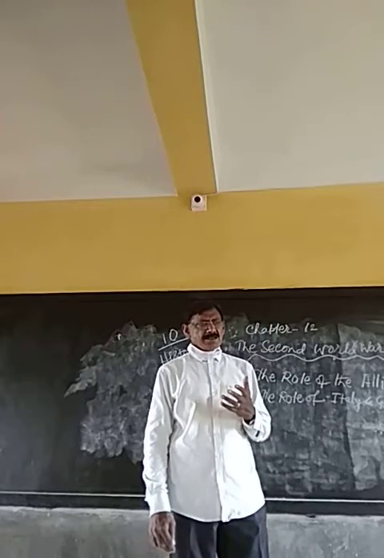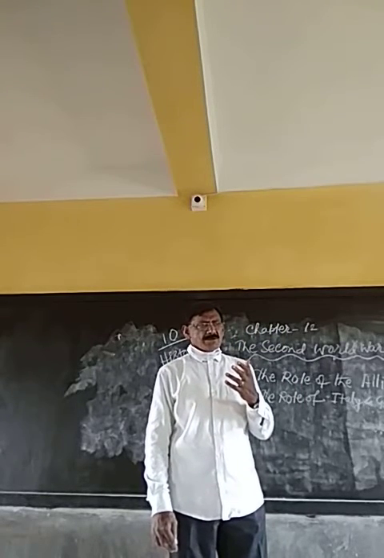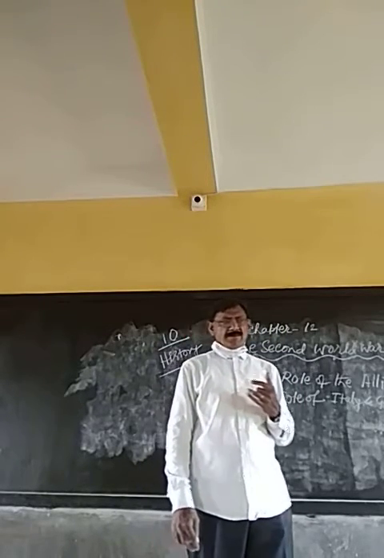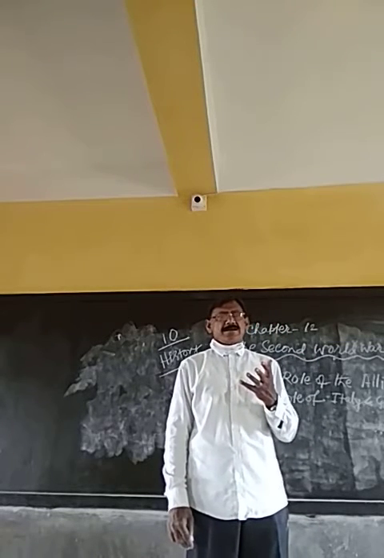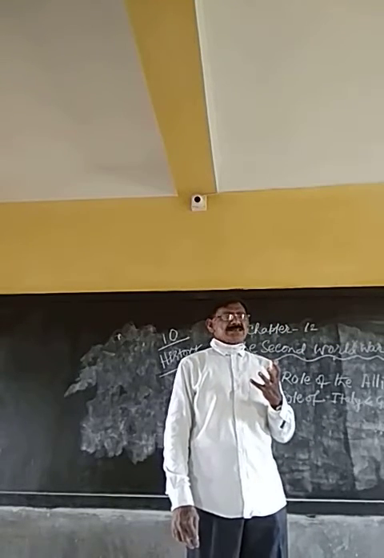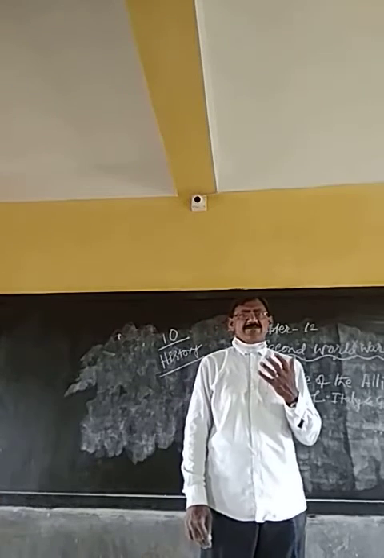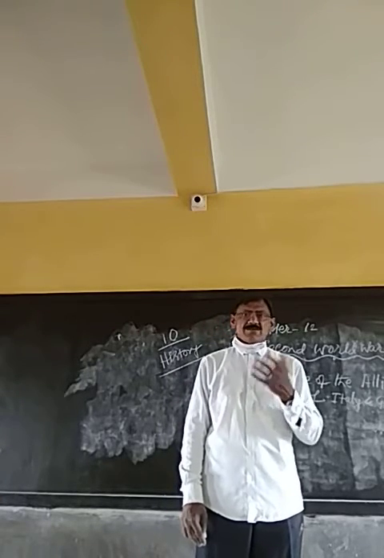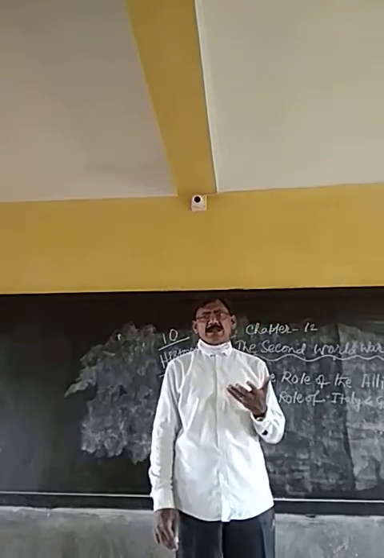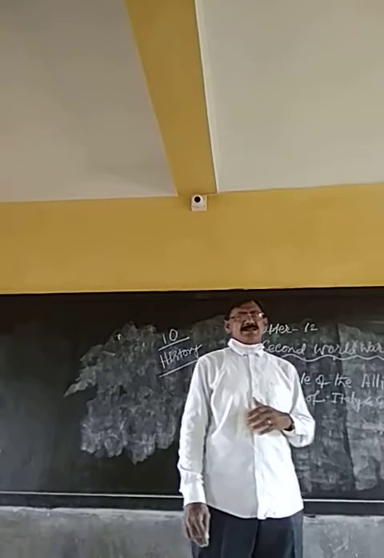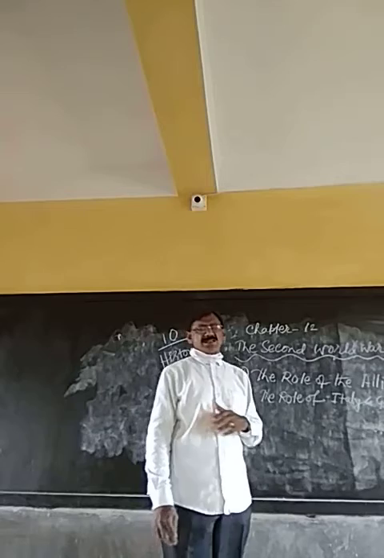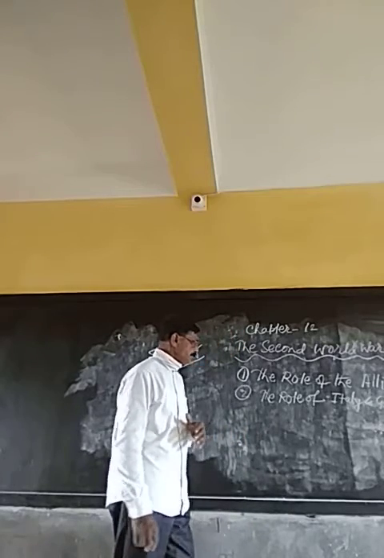Ultimately, what was to be done? Poland was invaded by Germany. Germany declared war on Poland and England declared war on Germany. So, the Second World War started in the year 1939.